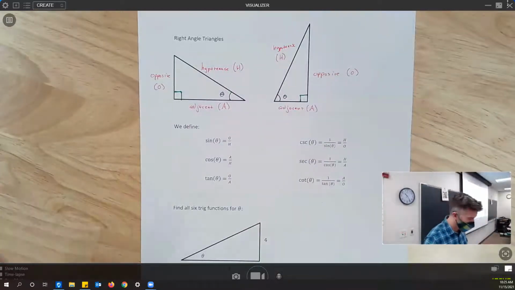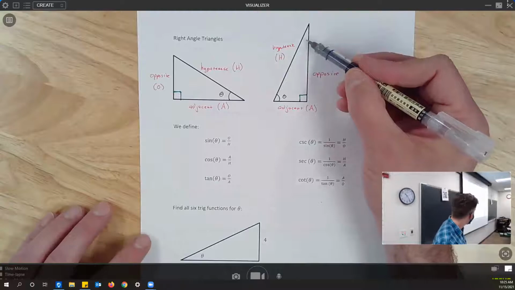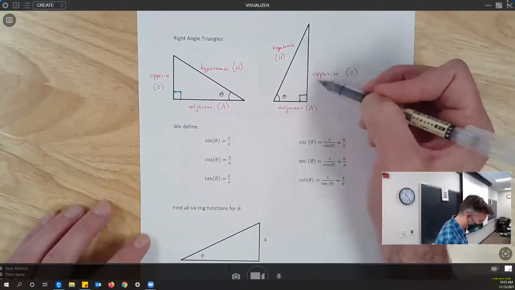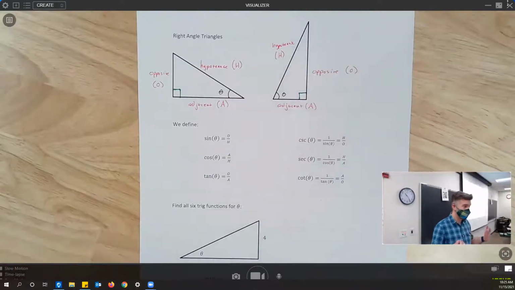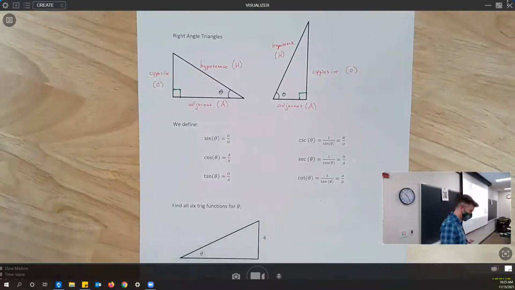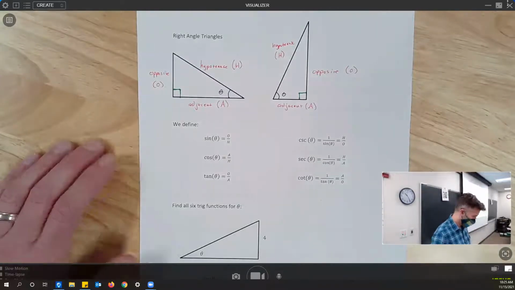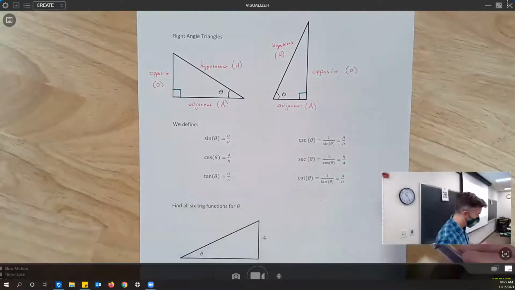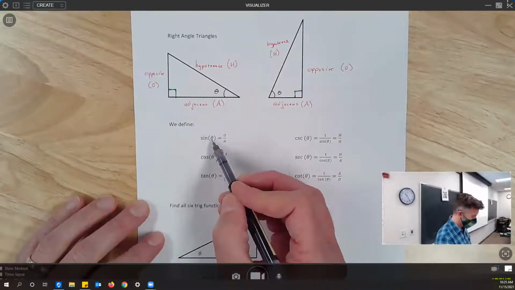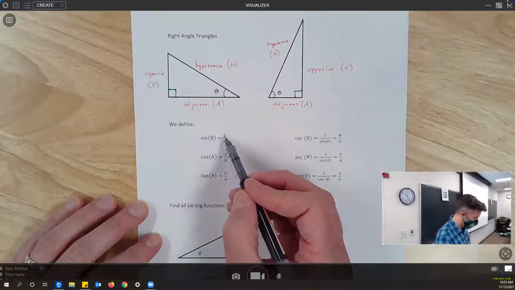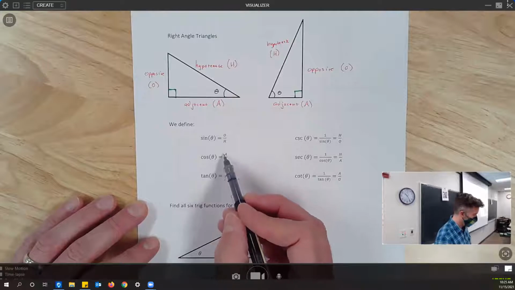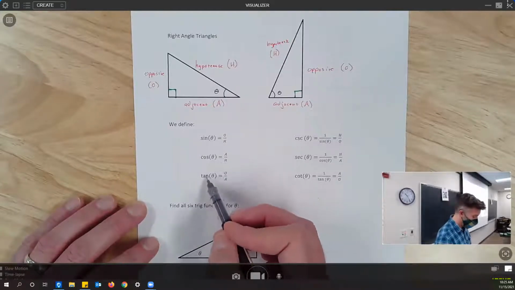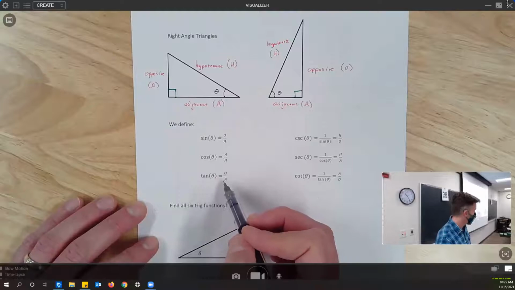But for example, if we had labeled this angle up here instead, then this side would be the opposite, this side would be the adjacent, and this side would still be the hypotenuse. So it all depends on which angle you're actually talking about. And then we define the trig functions in the following way. Sine of theta is defined to be a ratio. It's just the opposite side divided by the hypotenuse side. Cosine of theta is the adjacent side divided by the hypotenuse side, and tangent of theta is the opposite side divided by the adjacent side.